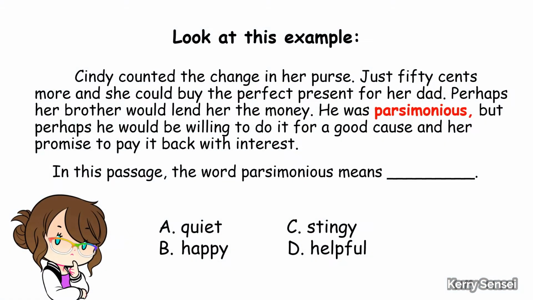Look at the following example. Cindy counted the change in her purse. Just 50 cents more, and she could buy the perfect present for her dad. Perhaps her brother would lend her the money. He was parsimonious, but perhaps he would be willing to do it for a good cause and her promise to pay it back with interest.